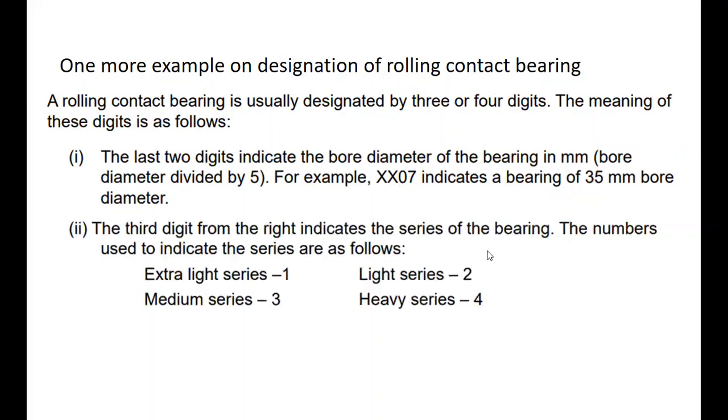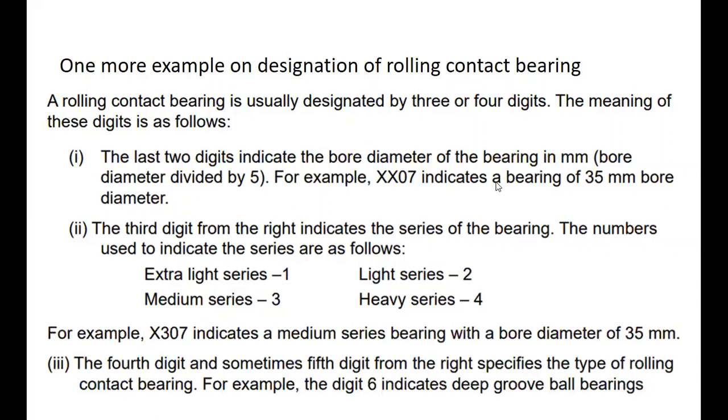Next, the third digit from the right indicates the series of the bearing. If the number is 3, then it means it is the medium series. Further, X307 indicates the medium series bearing with a bore diameter of 35 mm.